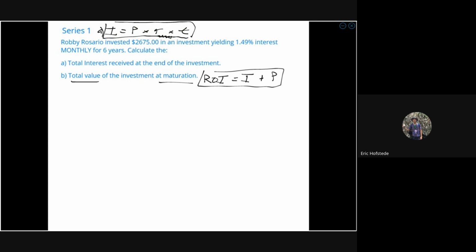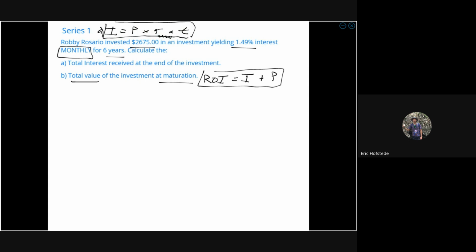Let's start off here with A. Robbie Rosario invested $2,675 into an investment yielding 1.49% monthly, for 6 years. That's a lot of information in one sentence.